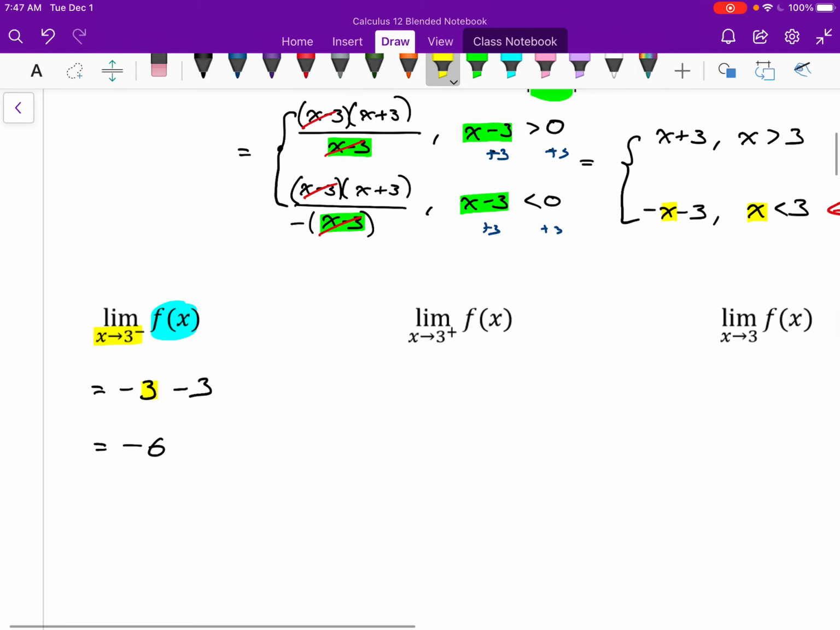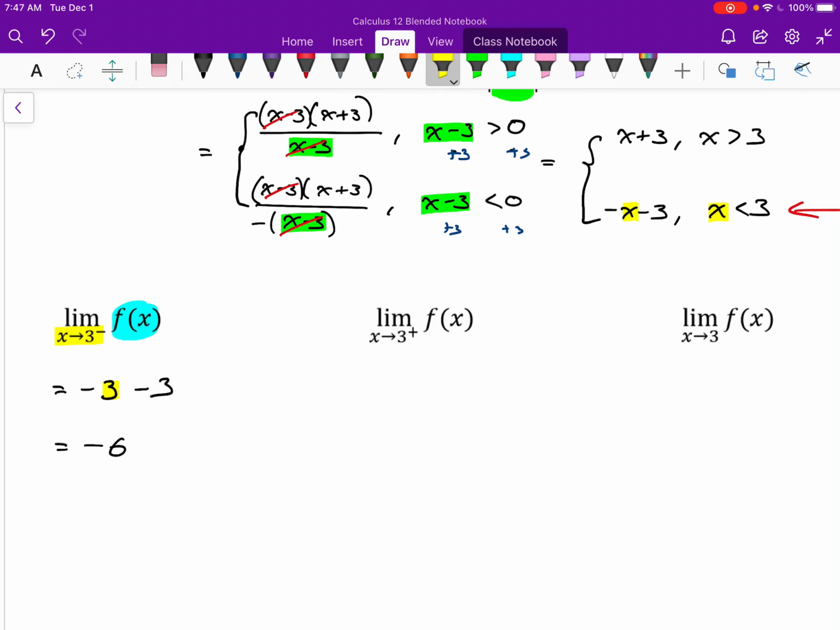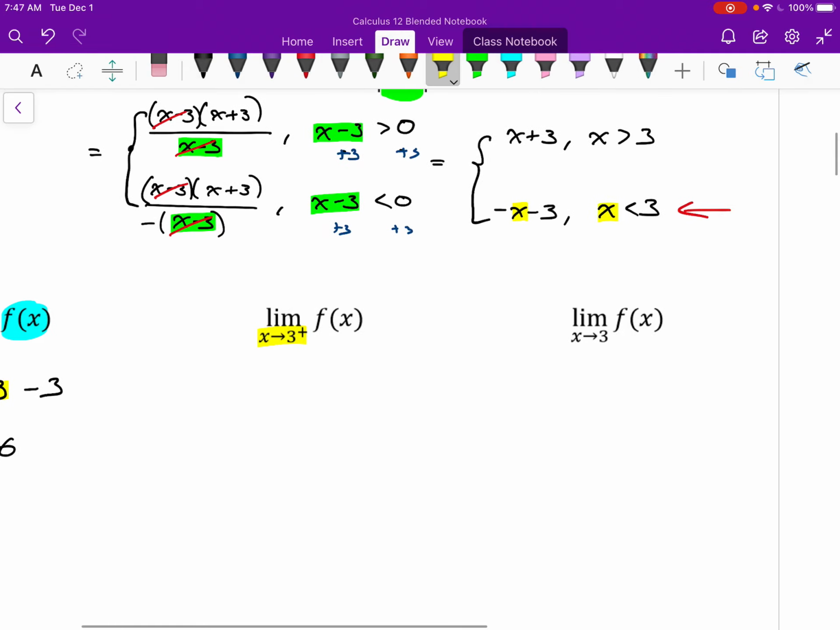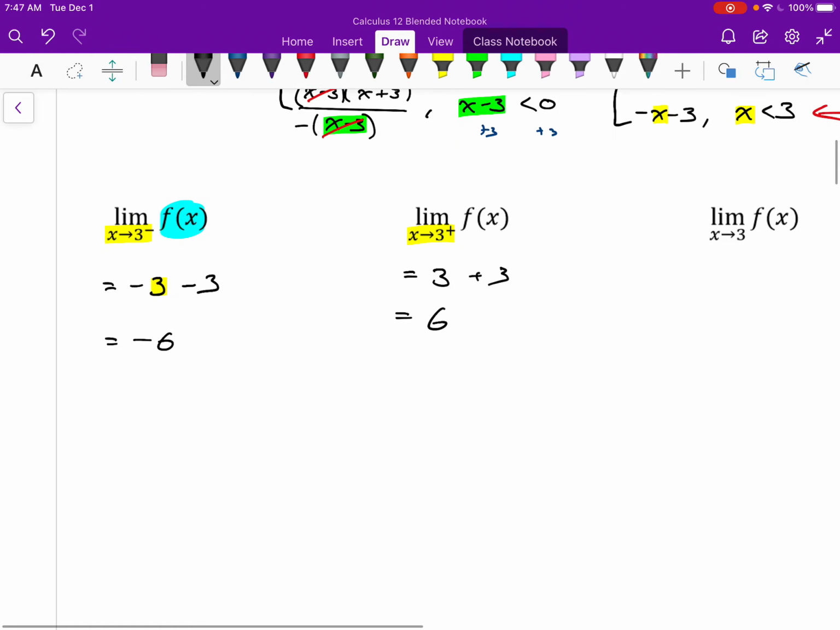Right, I look at that bottom piece when x is less than 3, and if I'm approaching 3 from the left, these are values less than 3. Infinitely close to 3, but still less, so I look at that bottom piece. So that's -6. All right, as I approach 3 from the right, that means I'm going to look at the top piece, because from the right, x is more than 3. And so this is going to be equal to 3 plus 3, which is +6.